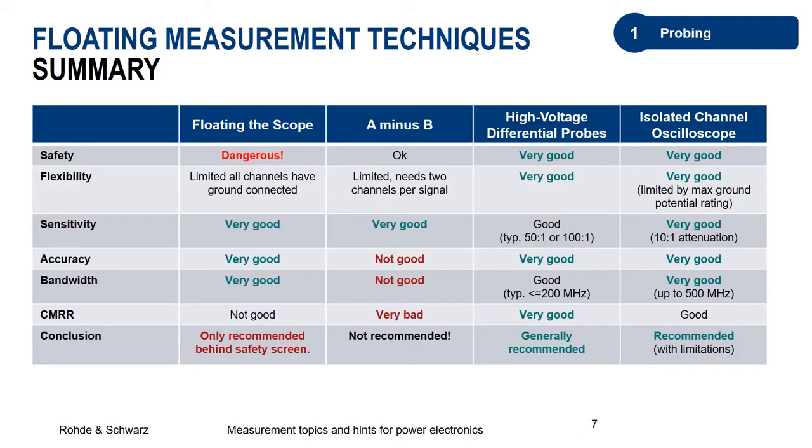Well, accuracy is very good, safety is very good, and the common mode rejection ratio you achieve with high voltage differential probes, if you choose the right models, is also very good. So it's generally recommended to make floating measurements in that way. And the isolated channel scope, as I mentioned before, is also an excellent solution.